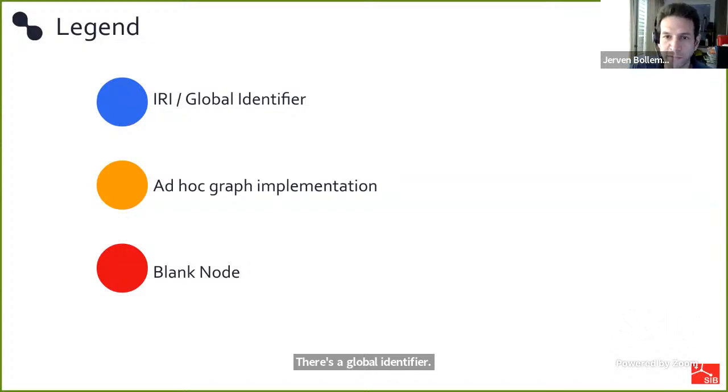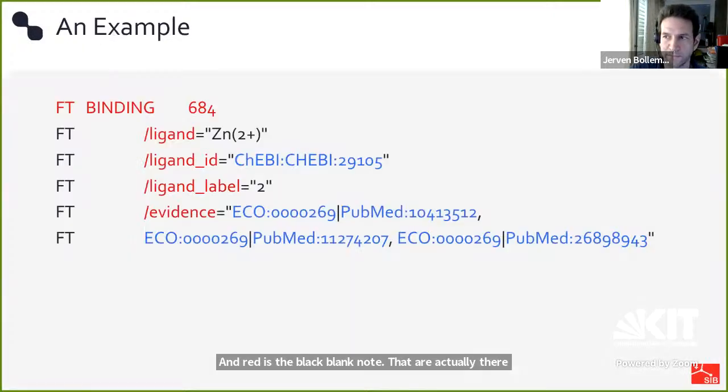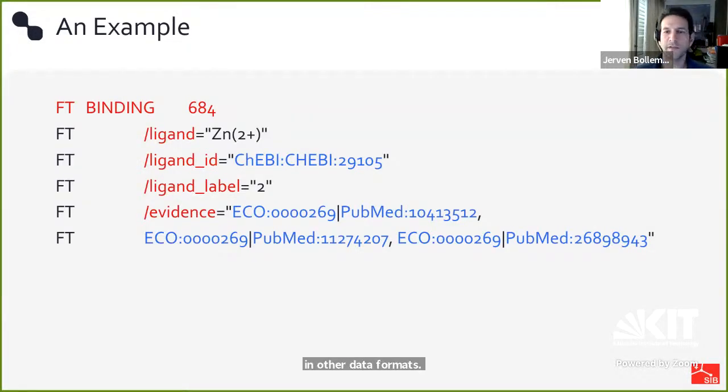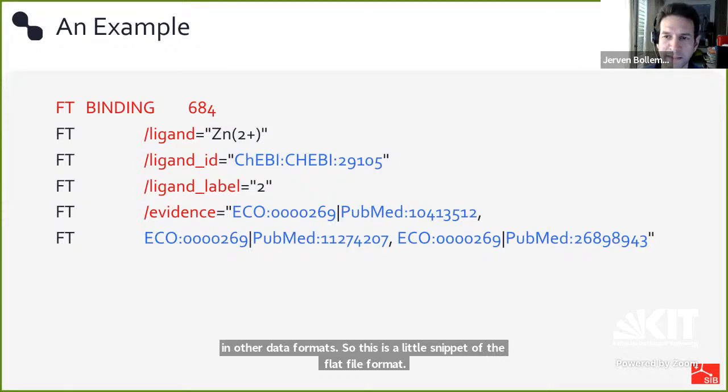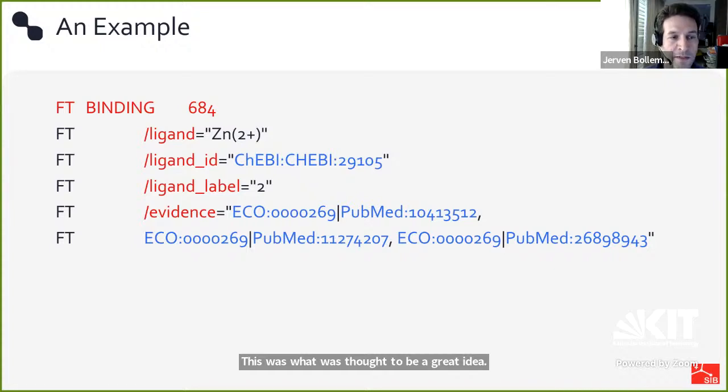Orange is where we've defined an ad hoc graph implementation in a language or data format that doesn't have graph support, and red is the blank nodes that are actually there in other data formats. So this is a little snippet of the flat file format. This was thought to be a great idea in 1986, and it's common with other databases like the European nucleotide databases. People like it because it's simple to parse. It's not quite true, but that seems to be the case.